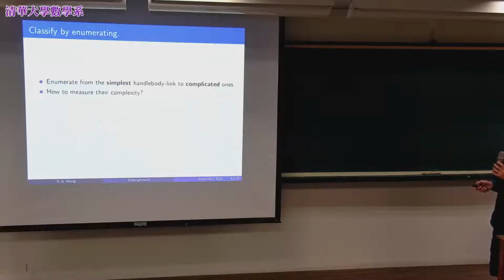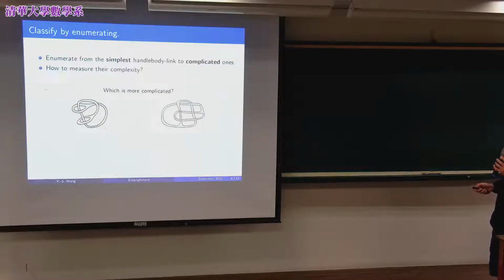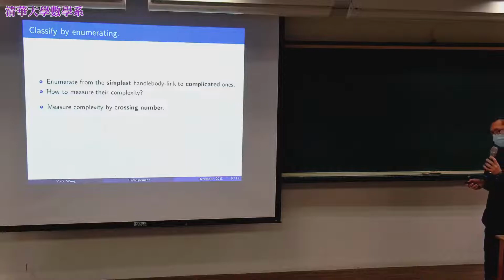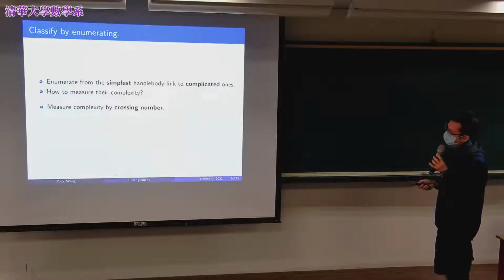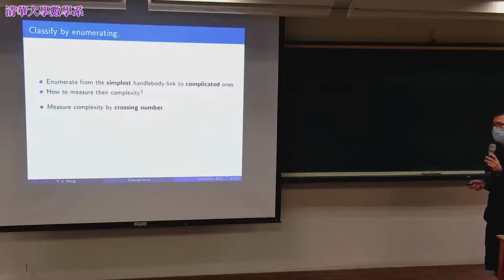So when I say this, you might ask, what do you mean by more complicated? We need to know how to measure complexity. So let me just give you two examples. Which one do you think is more complicated? Well, I would say the one on the right-hand side. But you might have a different opinion, right? We have to have a definite way to measure complexity in order to do enumeration. And there are many different ways to define complexity. For today, I would like to use the crossing number. For the classification problem, we will use crossing number to measure the complexity of the handle-body links.